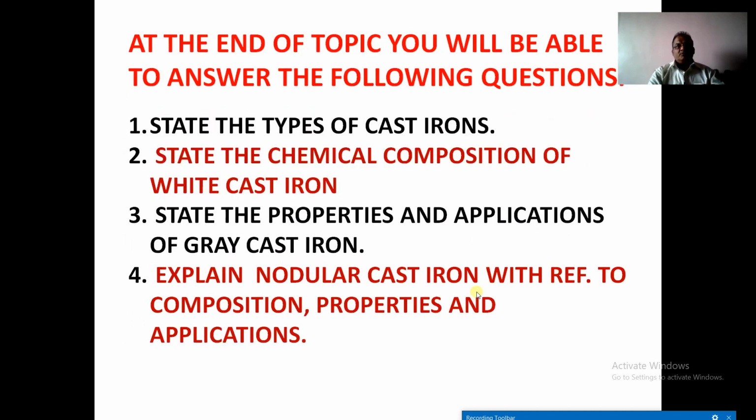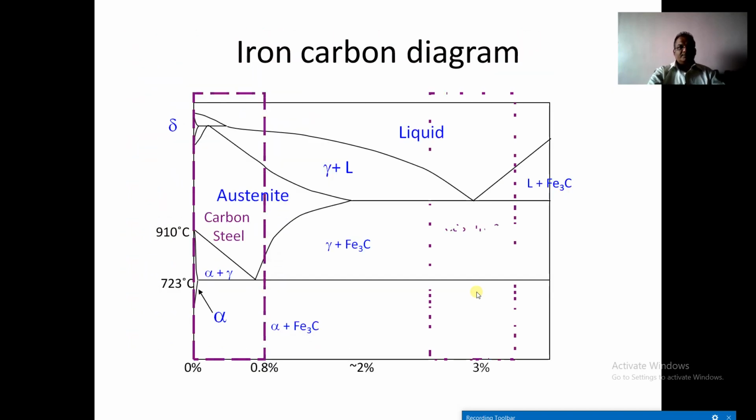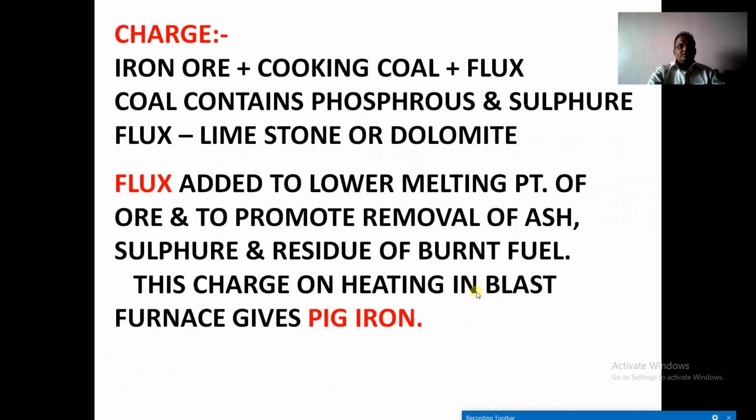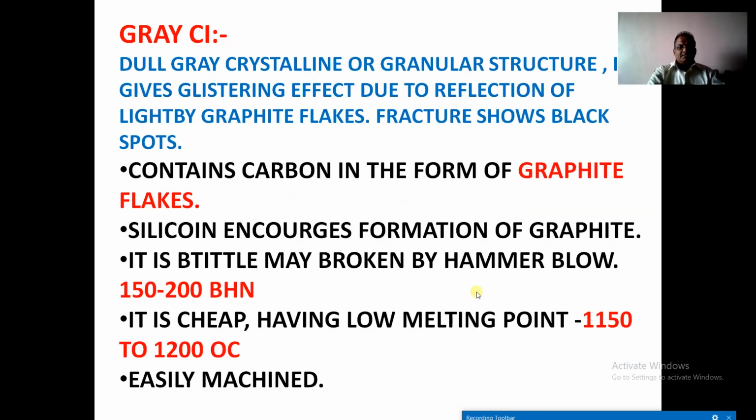At the end of the topic, you will be able to answer the following questions: which are the different types of cast iron, draw the microstructure of that particular cast iron, describe the composition, and state the properties and applications of these different cast irons. So we are straightaway moving towards one of the cast irons, that is grey cast iron, which you have already studied.